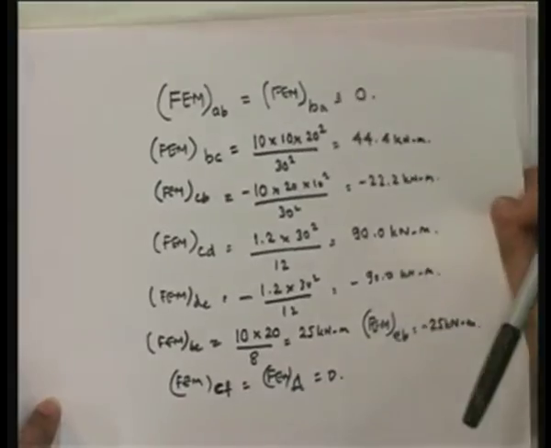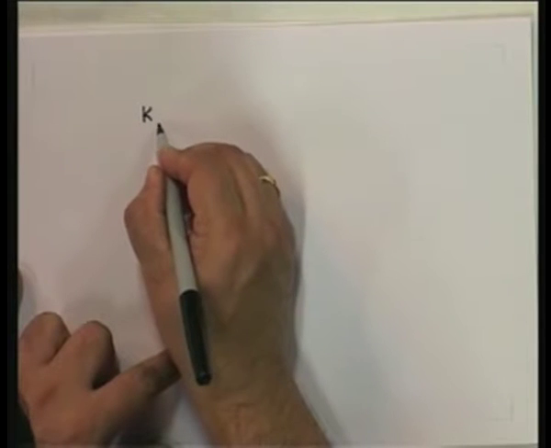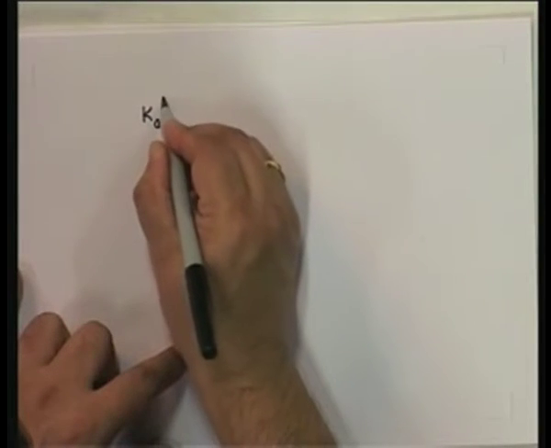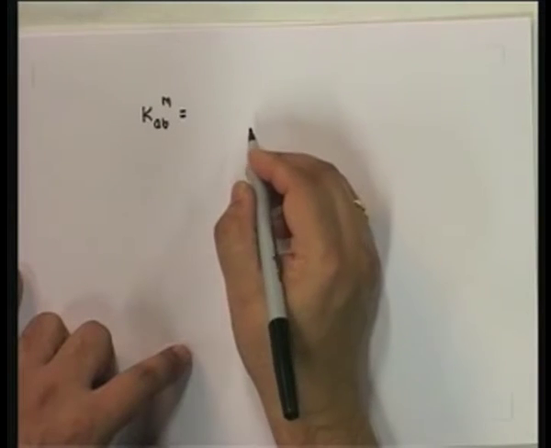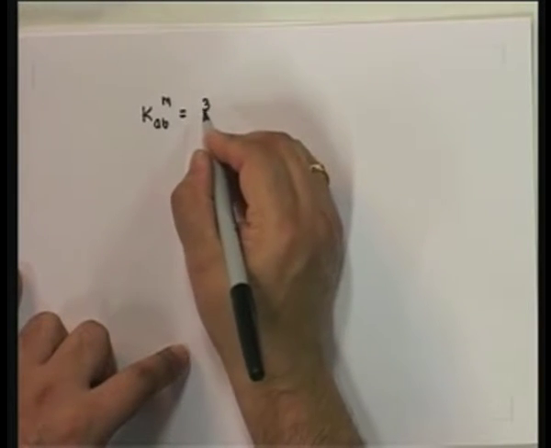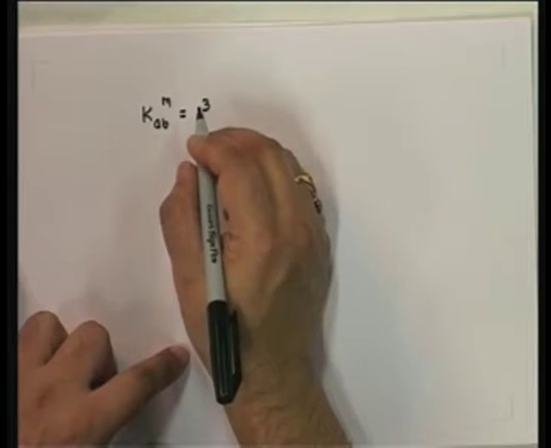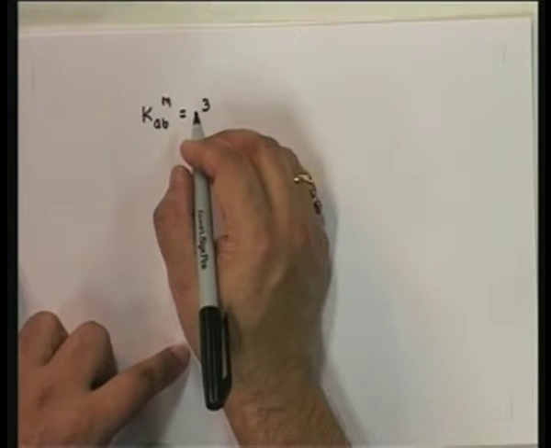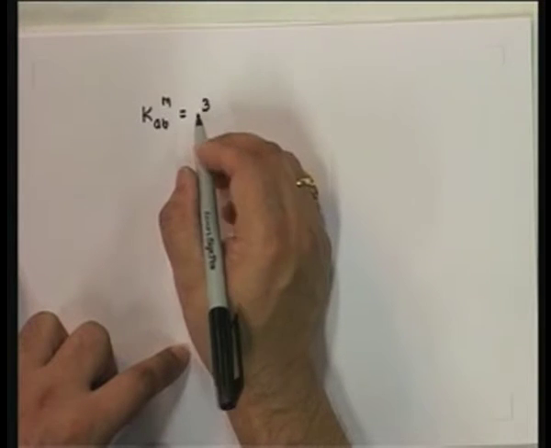What is the next step? Next step is to compute all distribution factors. Okay. Now we are going to be using all modified members that we can use. Okay. Note that AB, since A is a hinge, AB is a modified member, and therefore we have K AB modified is equal to 3. By the way, all the I's are the same.